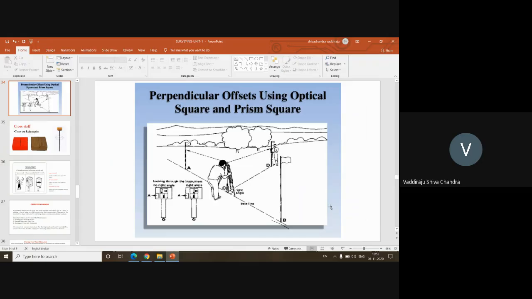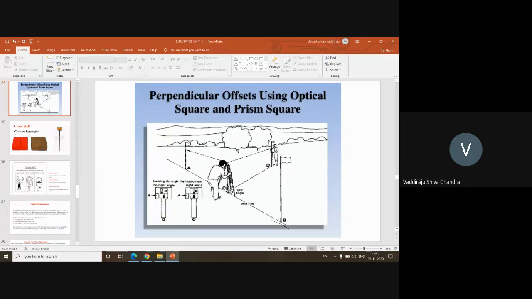of this prism is the same technique. What you are going to implement is the same technique as your cross staff. Instead of a cross staff, you are going to have a prism wherein you get the images of A, B, C, D in the prism. So I will hold the prism square, or the optical square, at an approximate position on C, at the position C.